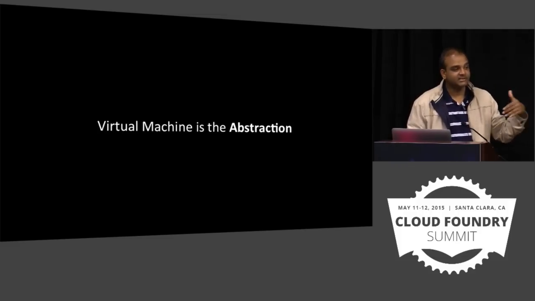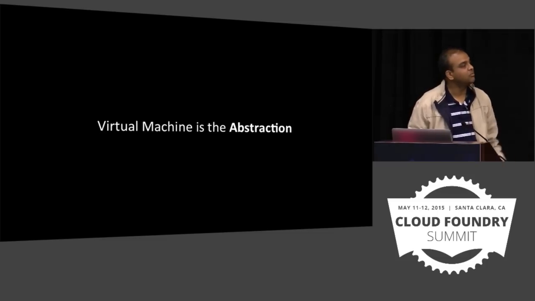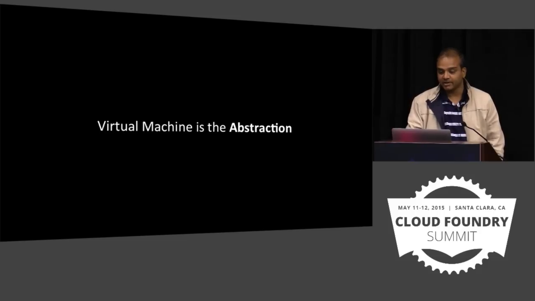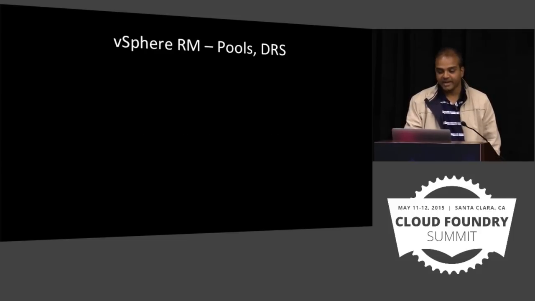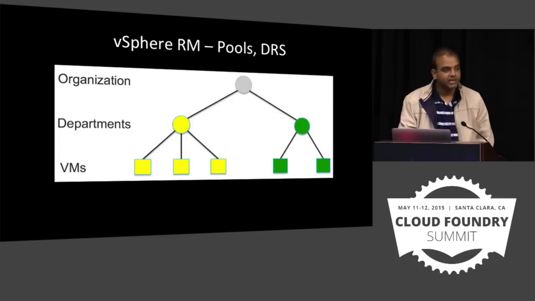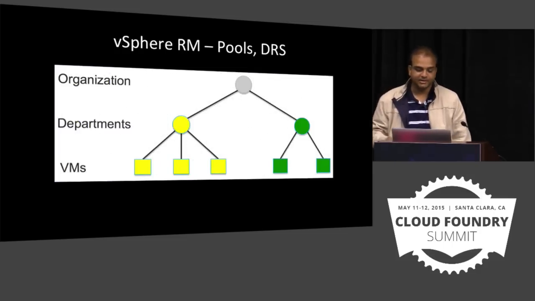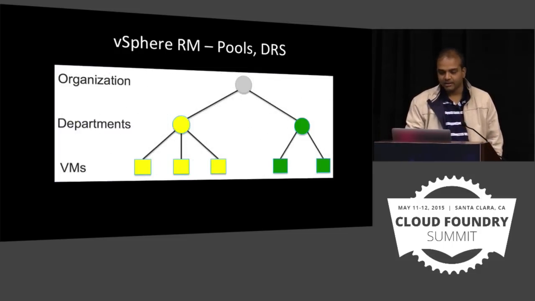So the evolution of the abstractions has changed over the years. And even VMware has started to review their abstraction. They've gone beyond the stack. They do more than VM abstractions. But for the most part, VM was the way in which they started to abstract things. So how is resource management done with VMs? It's really simple. You define your org, you define your departments, you define VMs beneath that.